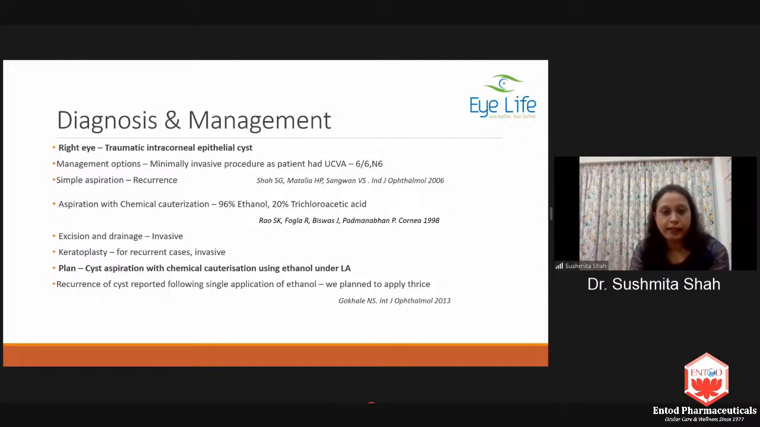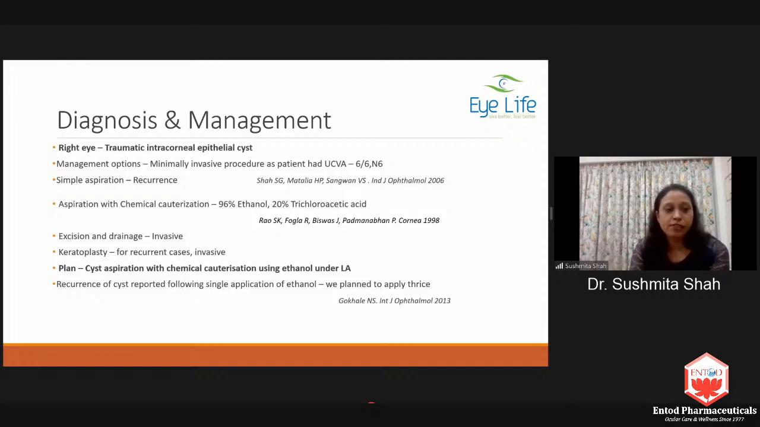Now, coming to the management, here was a patient who had excellent visual acuity, but was concerned about the white spot in his eye and wanted us to do something about it. We felt that we should intervene because we were worried that if we waited, the cyst might increase in size and come into the visual axis and cause a drop in his best corrected visual acuity. Having said that, when you intervene in a patient who has such excellent vision, we need to do something which is minimally invasive. So we looked at the options, keeping all these things in mind.